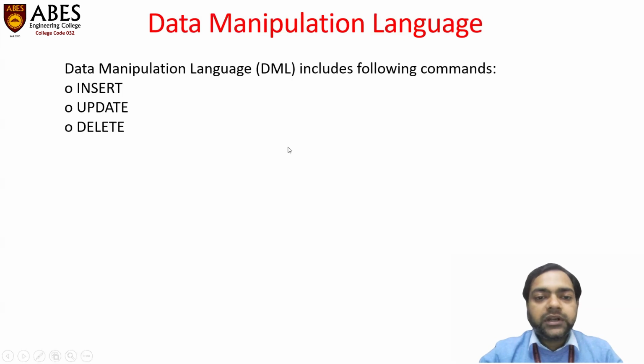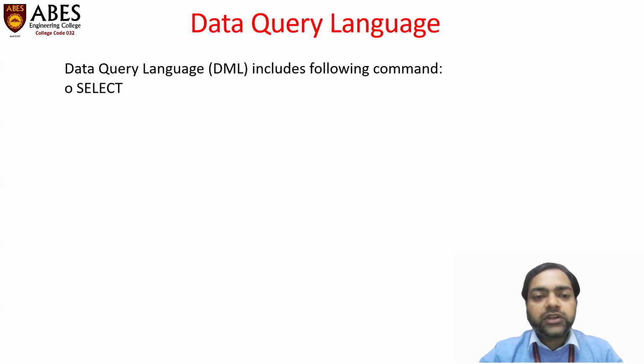Next, we have data manipulation language, and this particular language is used to manipulate the data in terms of storage, in terms of updation, in terms of deletion. So basically, three different commands here we are using. Insert command is used to insert a particular row into a table. The update is used to update a particular data in the table, and delete is used to delete a particular data from the table, right? So these are the commands that will be used in data manipulation language.